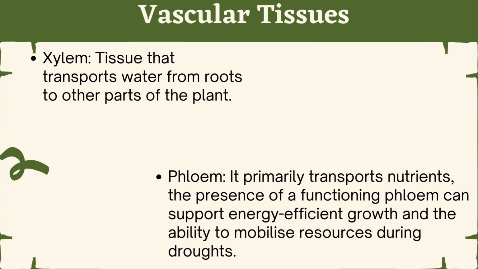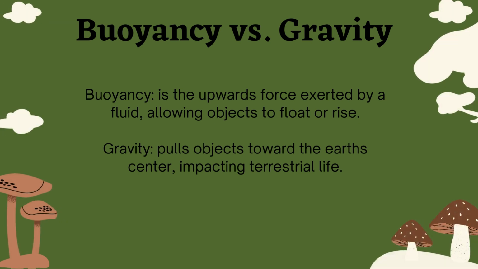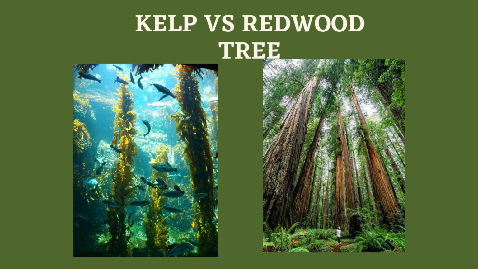Second, our other topic is overcoming gravity, the importance of structure. We'll talk about buoyancy versus gravity, structural adaptations in plants and animals, and examples will be given such as kelp versus redwood. Now, buoyancy versus gravity. Buoyancy is the upwards force exerted by a fluid, allowing objects to float or rise. Gravity pulls objects towards the Earth's center, impacting terrestrial life. Now, here are some examples of kelp versus redwood trees.